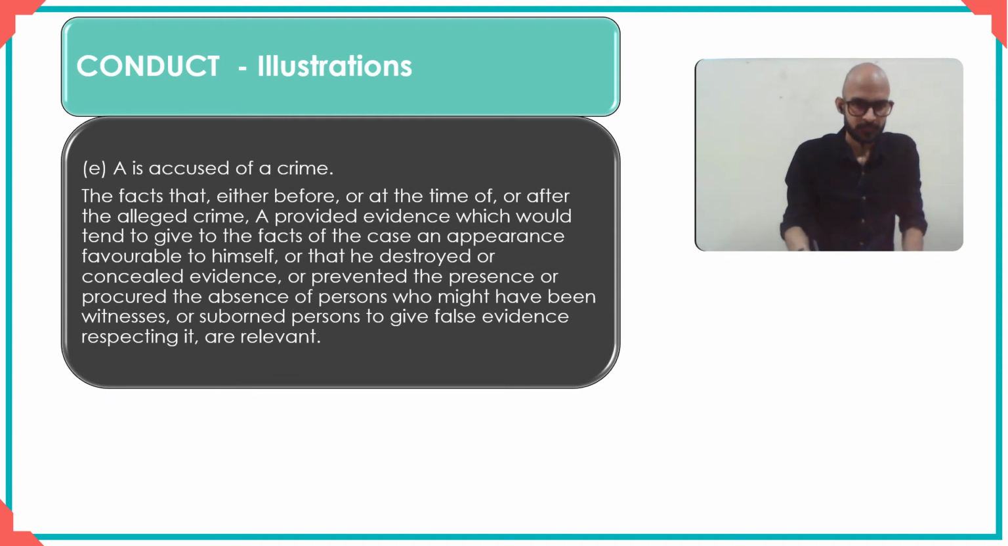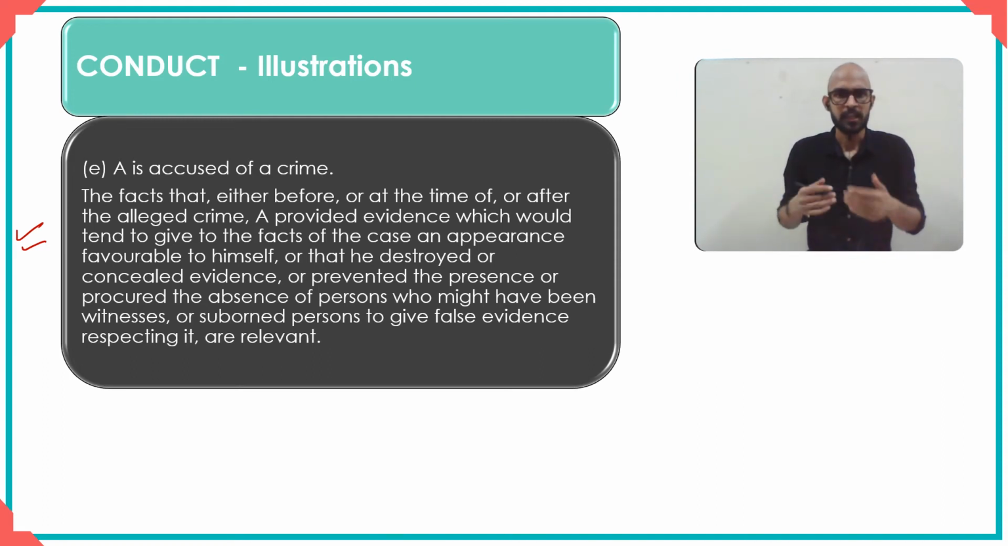A is accused of a crime. The facts that either before or at the time of or after the alleged crime, A provided evidence which would tend to give the facts of the case an appearance favorable to himself, right? So he tried to fabricate things to make it look like, well, he has not done it, or that he had destroyed or concealed the evidence. Now, what are these two things indicating? The first is his conduct previous, before the commission. He made some arrangements so that it looks like A has not done it. That's his behavior previous. Then you look at what he did afterwards. He destroyed or concealed some evidence, right? That is his subsequent conduct. And all of these things are made relevant under Section 8, right? This basically reflects the conduct previous as well as subsequent.